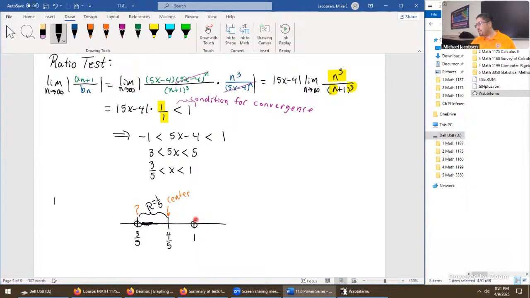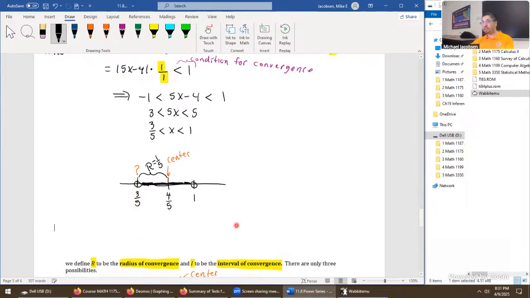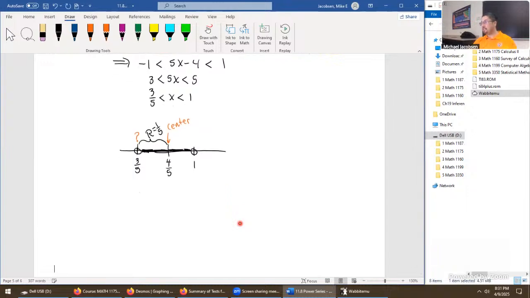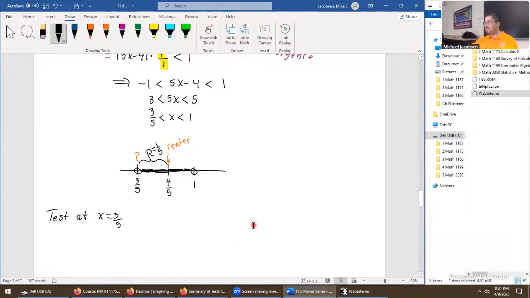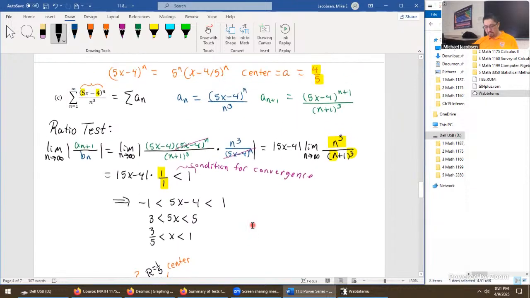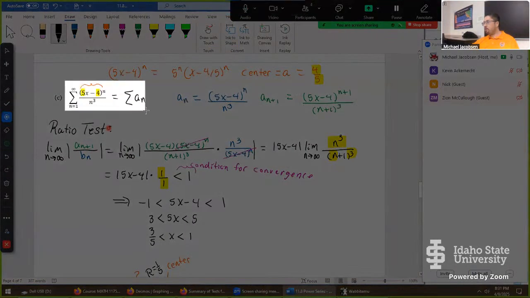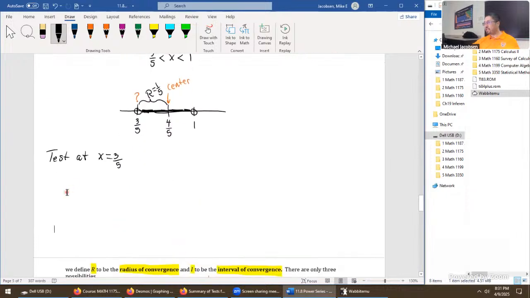We have guaranteed strong convergence, referred to as absolute convergence, in that range. So now we test boundary values. Anything can happen at 3/5, anything can happen at 1. So here's the further testing. Test at x is 3/5. So if we're going to run that test, we need to go back up to the top, grab the original power series, and just plug in that value.